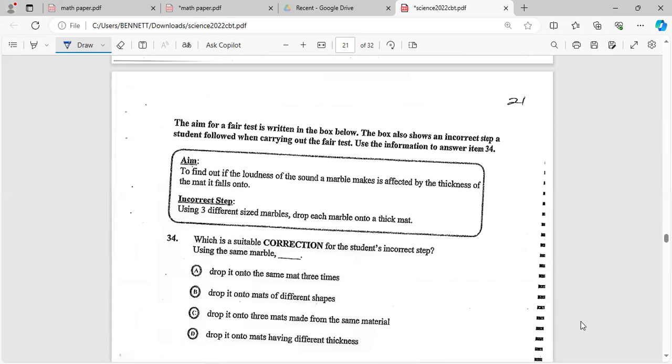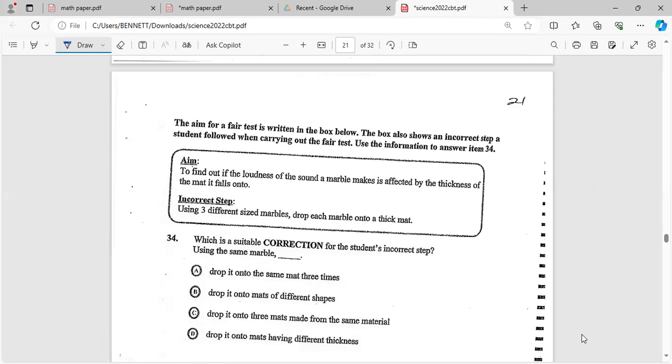All right, the aim of the fair test is written in the box below. The box also shows the incorrect step a student followed when carrying out their fair test. Use this information to answer item 34. Aim: to find out if the loudness of the sound a marble makes is affected by the thickness of the mat it falls onto. And the incorrect step: different size marbles. Drop each marble onto a thick mat.